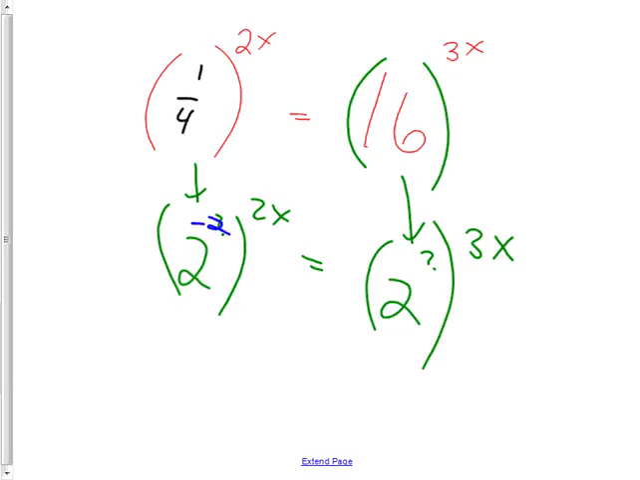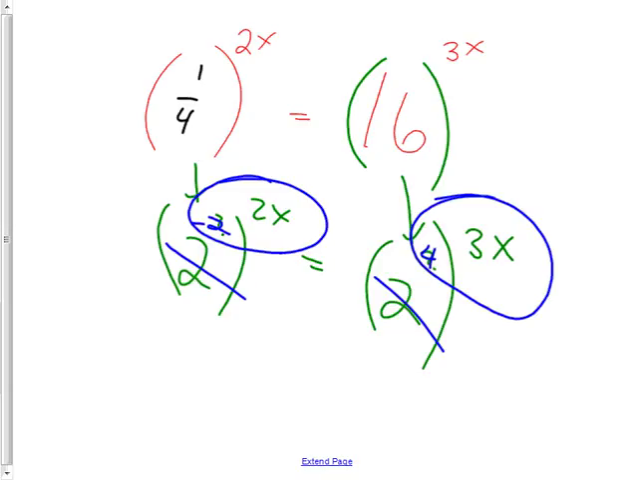Okay, the 2 over here, 2 to the what is 16? 2 to the 4th is 16. Okay, now that I made those bases the same, they're gone. And that, which is negative 4x, equals that, which is 12x.